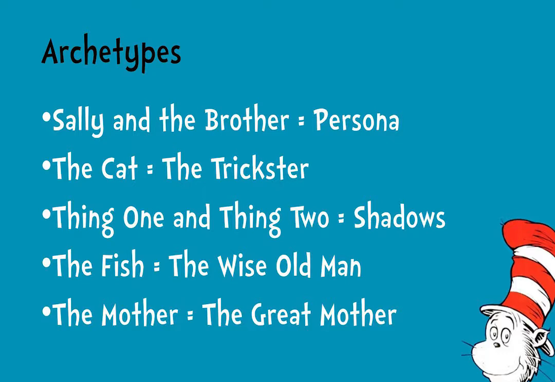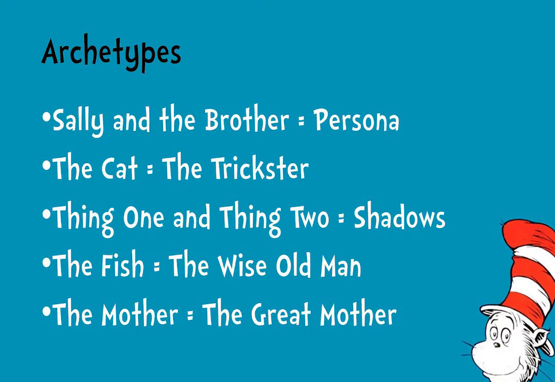The cat represents the trickster archetype. He's a prankster who integrates the shadows, which in this case are Thing 1 and Thing 2, and in the end acts like a hero and solves the issue that he created of the house being a mess. Thing 1 and Thing 2 represent shadows. They're not socially acceptable because they cause trouble and can be dangerous.